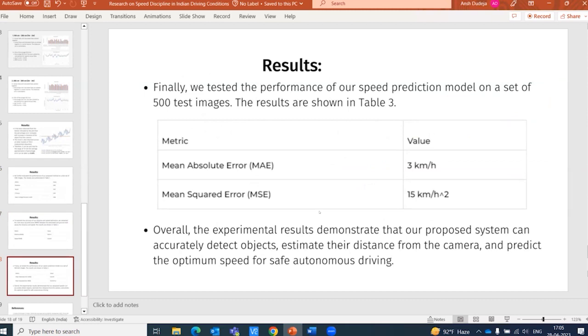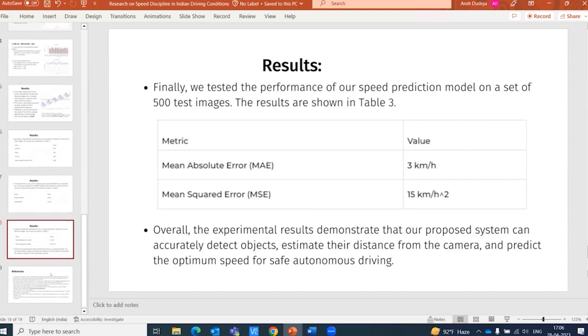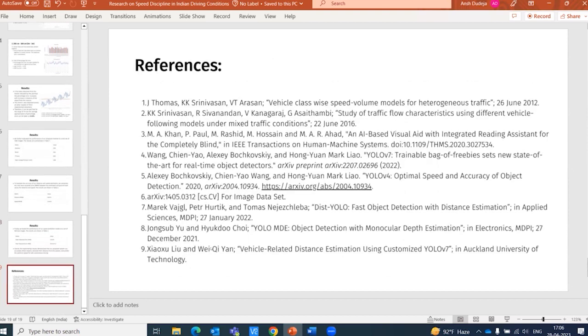In future scope, we have proposed that we can develop a better interface for our model, because currently a lot of images and things are presented in a very cluttered manner. We have included that in the future scope, and these are the references we used to study and perform with YOLOv7.